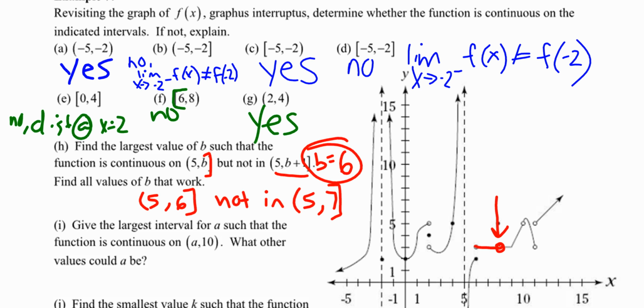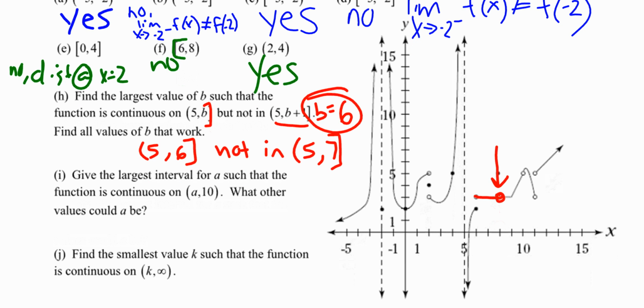Now we have: give the largest interval, so that from a to 10, not including 10. All right, well, 10 appears to be right here. So it looks like we could start at, so what's that, 6, 7, 8. So it looks like we could have a equals 8 because it's discontinuous at 8, but we're not including it. There's a parenthesis, not a bracket.